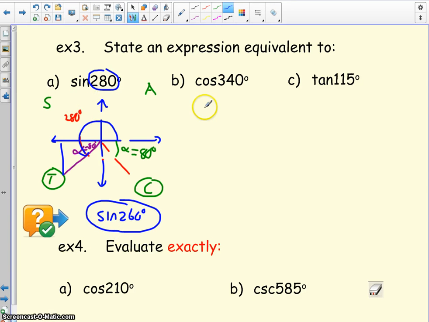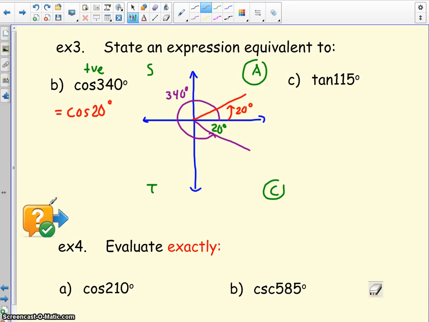Okay, so with that in mind, try and do B and C, and then we'll take the answers up when you're ready. So when in doubt, again, just make a sketch to see where you're going. Find out what other quadrant will have the same sign as the ratio that's there, and then you can try and find your related angle from there.